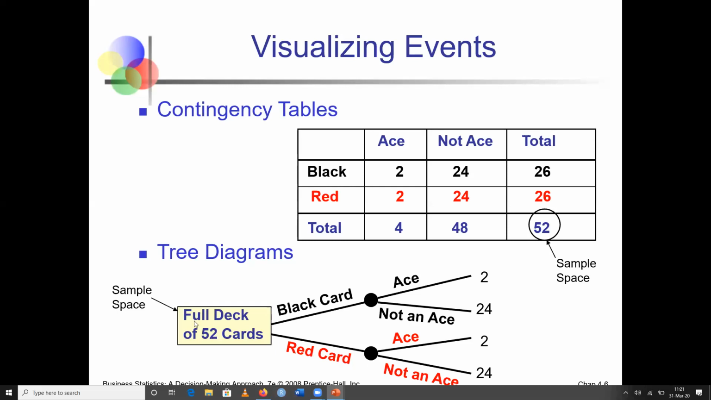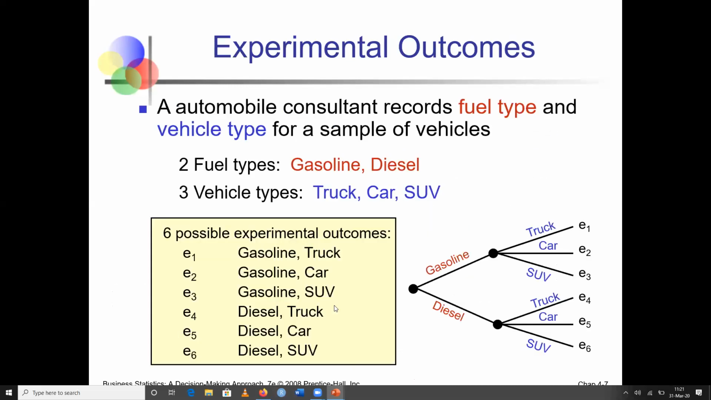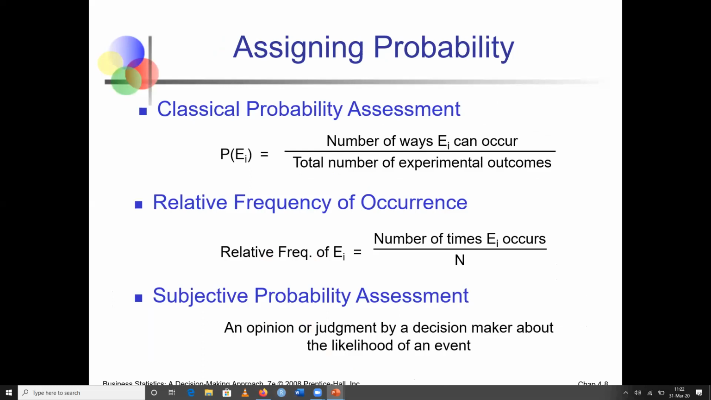A tree diagram is also displayed at the bottom, again showing experimental outcomes. We have gasoline, diesel, and different kinds of vehicles, and we want to find the tree diagram. We can easily explain it using diesel and gasoline versus truck, car, and SUV type vehicles.